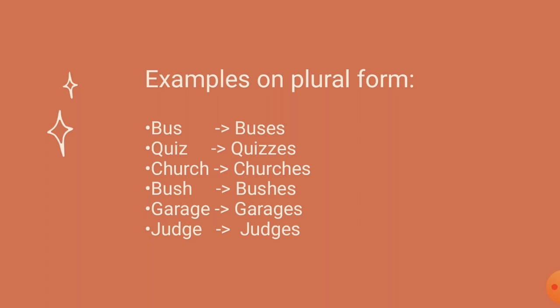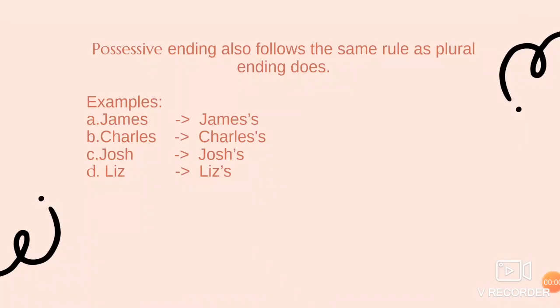So buses. And then the next example, quiz, quizzes. Not quizzes, but quizzes. It is quick. And then church, churches. Bush, bushes. Garage, garages. Judge, judges.